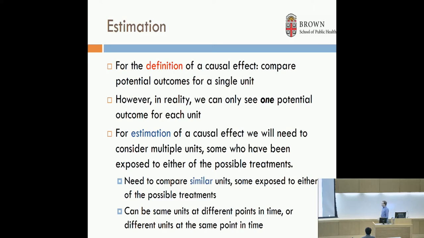So what we do for the definition of the causal outcome, we just compare the outcome for a single unit. We can only see one. So for estimation purposes, we actually have a problem, right? I have two values that I'm trying to estimate, but only one of them is observed. So I can't do anything with the other one. I have to estimate it. To do that, I have to see multiple units.